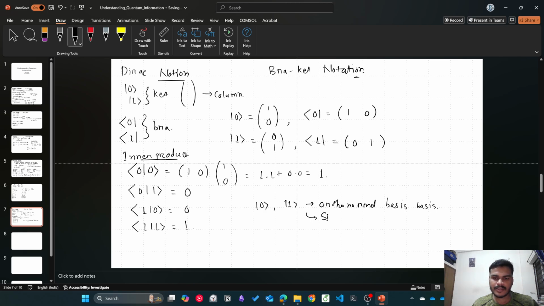And earlier we were calling them the standard basis, right? That means when you take the inner product between the same basis state, you will get 1, otherwise you will get 0. That's why they're orthonormal. Ortho means perpendicular, normal means they have magnitude 1. Okay, so this is the inner product, and there is something called the outer product.